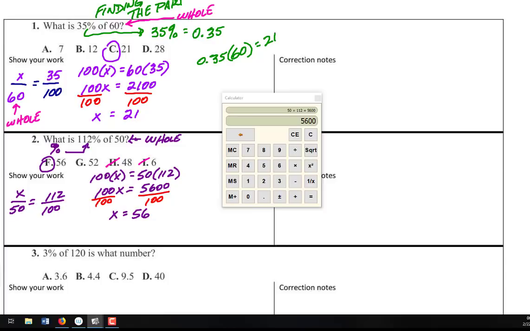I think I'll try to get in the habit of circling all my answers in orange, and that way my answers will stand out from other things that go on. So letter F.